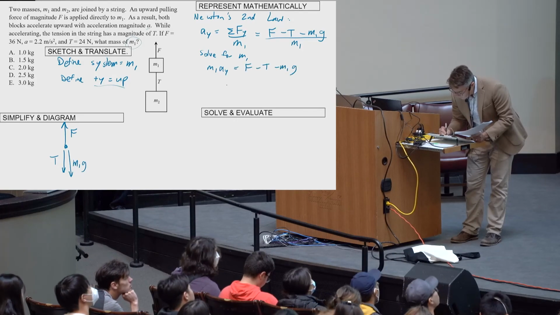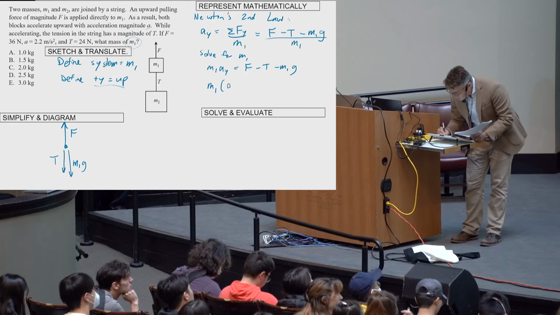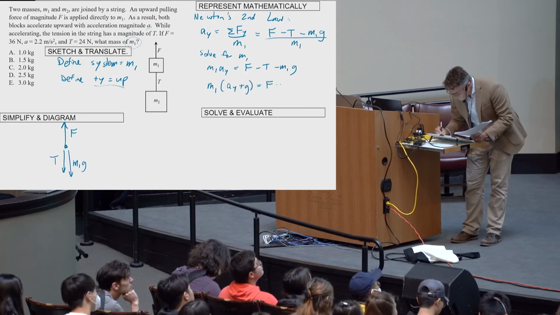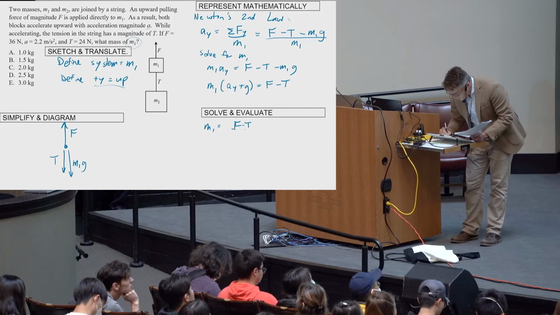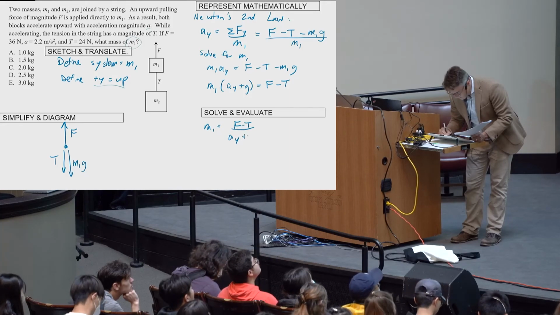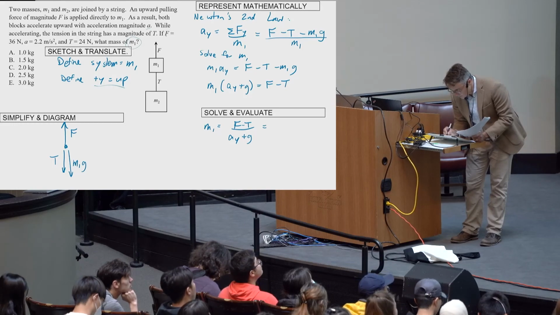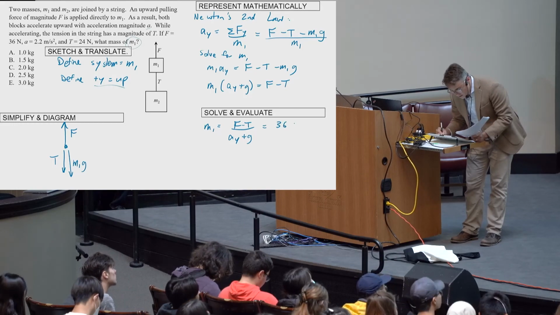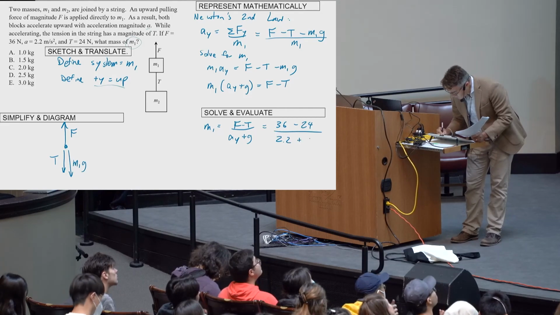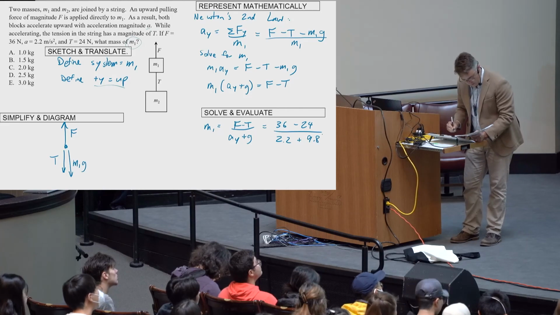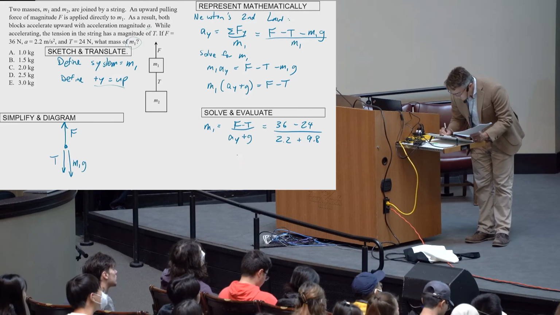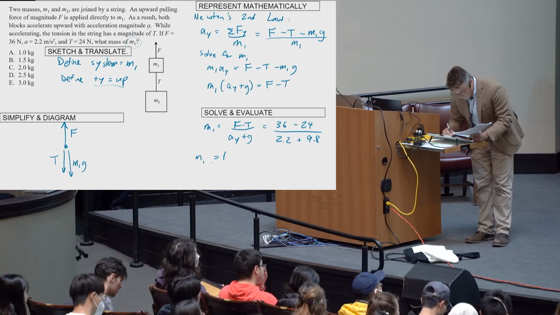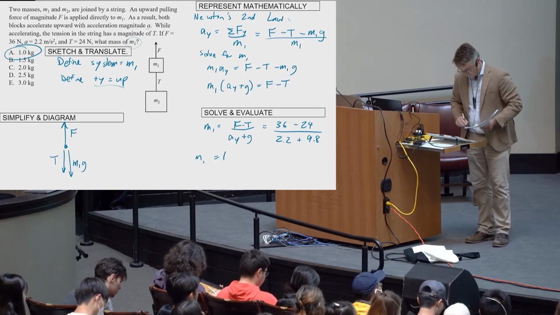Gather all the terms that have M1s on them on one side of the equation. I've got M1 times A sub Y plus G equal to F minus T. So M1 is equal to F minus T divided by A sub Y plus G. So I think they gave you numbers for all this. F was 36, T was 24, A sub Y was 2.2, and we know G, it's on our data sheet, it's 9.8. Okay, and so I think I got one. So it's this one, kg.